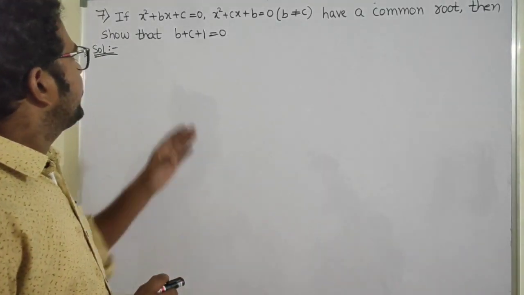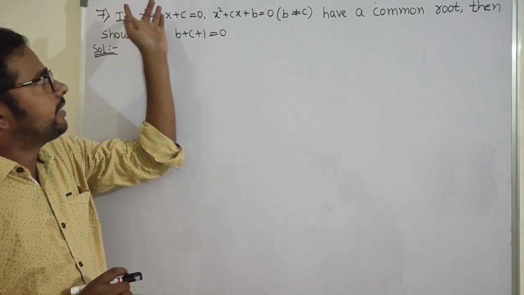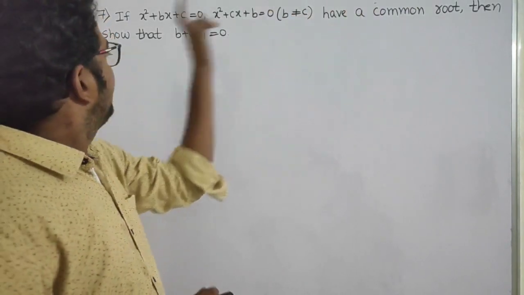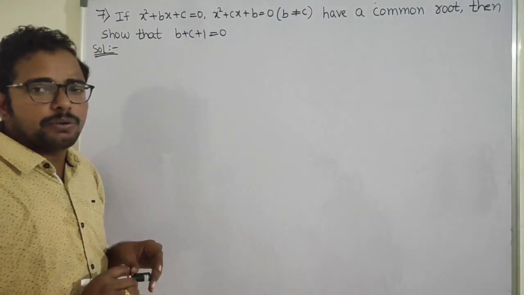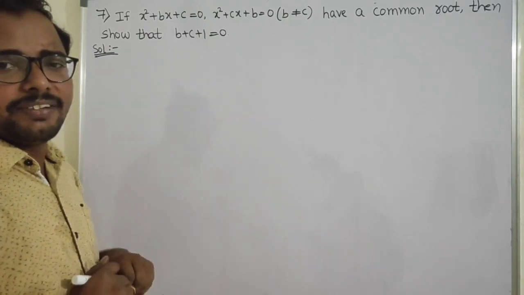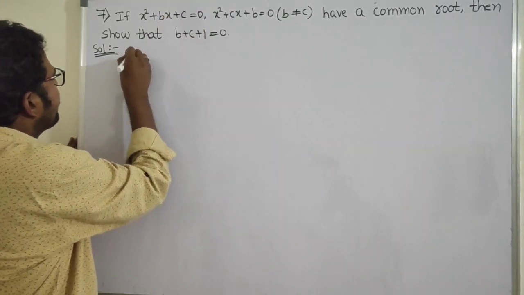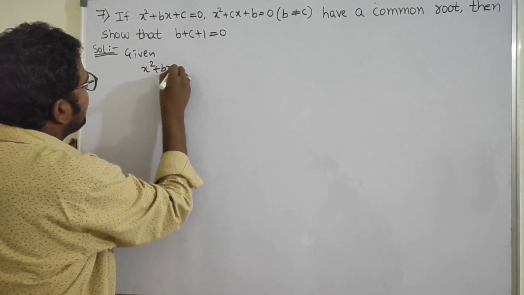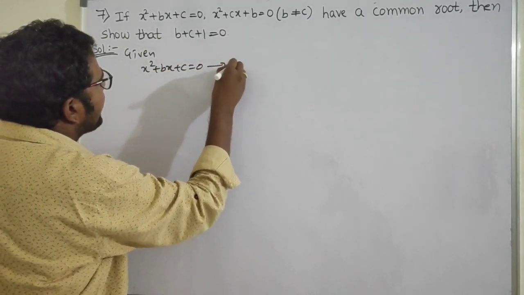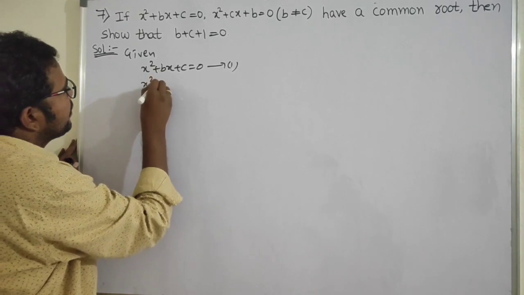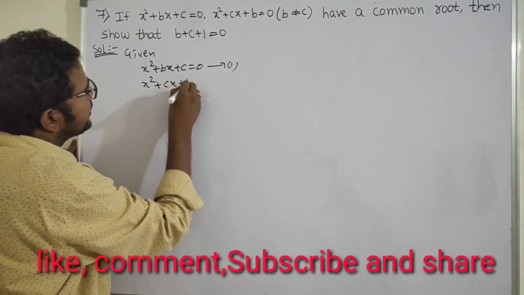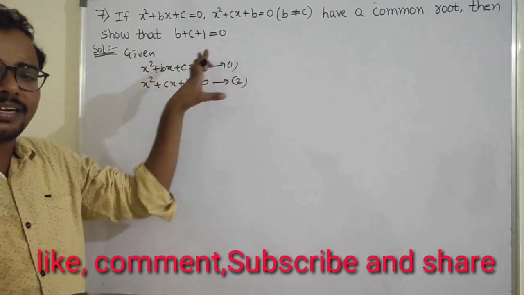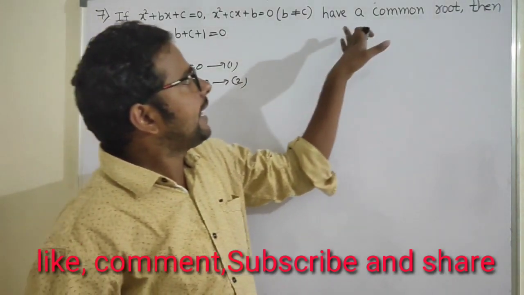Now, seventh question. If x square plus bx plus c equals 0 and x square plus cx plus b equals 0 have a common root, then show that b plus c plus 1 equals 0. First take the given equations. x square plus bx plus c equals 0, take it as equation number 1, and x square plus cx plus b equals 0, take it as equation number 2. The question says they have a common root.